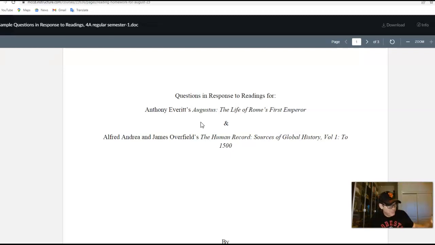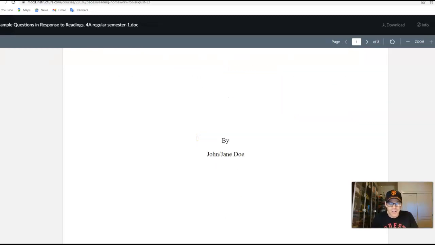So make sure you put the author's name there and then put the title in italics and separate the title from the subtitle with the colon you see right here. So you just follow just like what you see there.